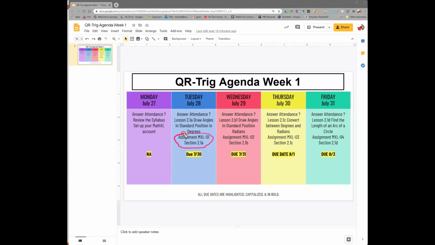01, and it covers section 2.2.1, which is how to draw angles in standard position.